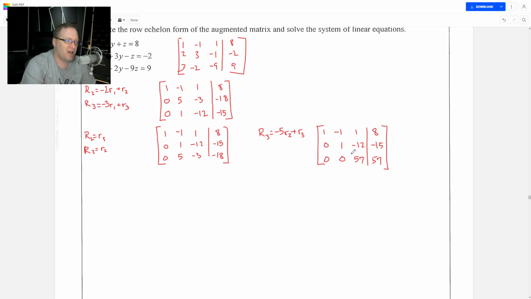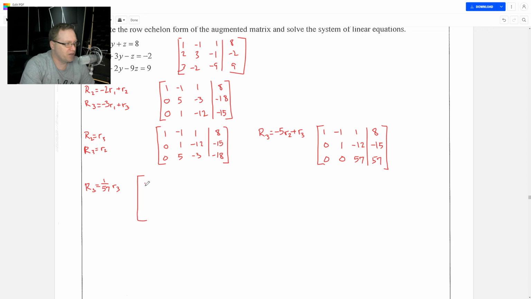Now remember, step 5 is we need to put a 1 right here, so that we're going to have 1, 1, 1. Now we can do that just by multiplying this whole row by 1 over 57. So the new row 3 is going to be 1 over 57 times the old row 3, all right? And that will give us a 1 here, all right?